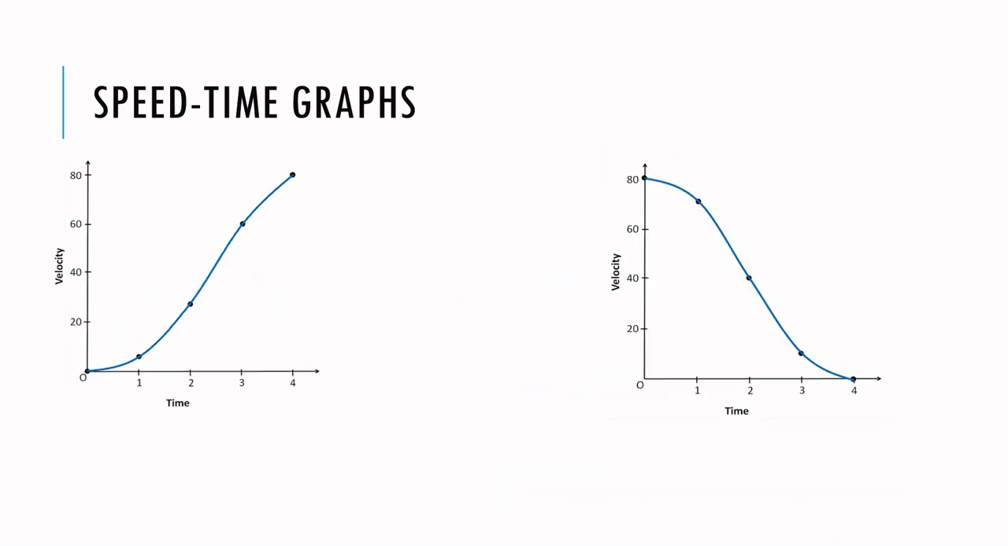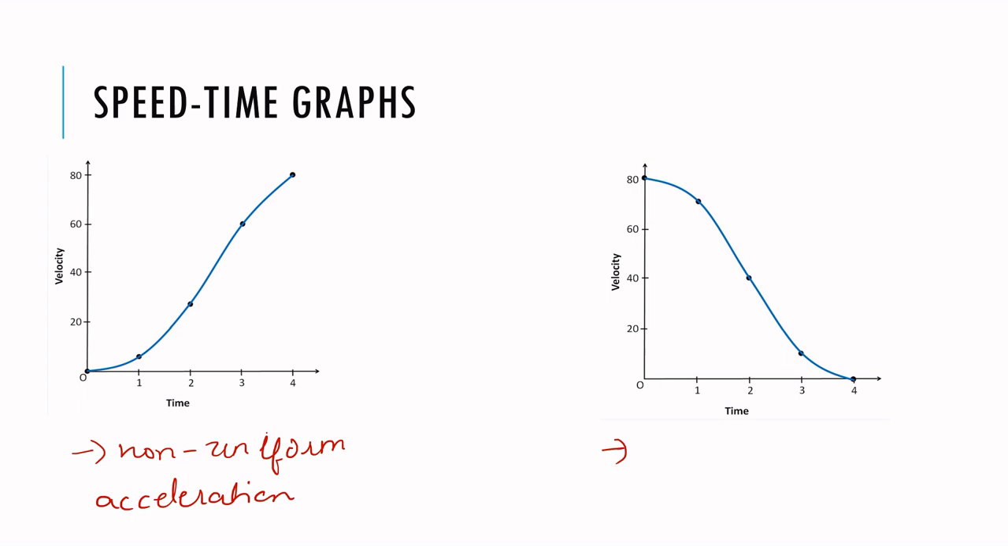Let us consider the two graphs shown on screen. Here, the graphs are curved, meaning that the slopes are constantly changing. This shows non-uniform change of speed, meaning that the change of speed is not constant per unit of time. Let us look at the first graph. This graph shows non-uniform acceleration. That is, an increase in speed at a rate that is not constant.